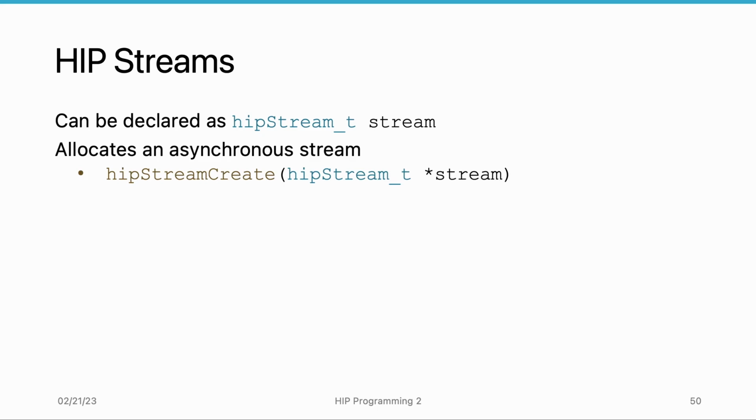The function heap stream create is used to create an asynchronous stream in the GPU. It takes a pointer to a heap stream underscore t as an argument, which is used to return the handle to the newly created stream.